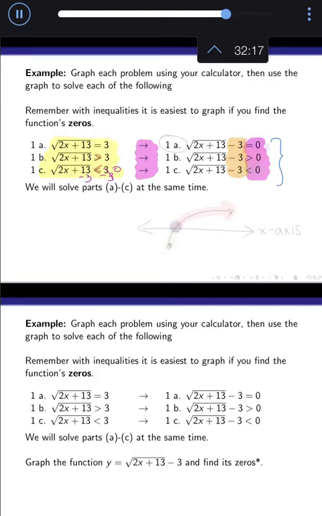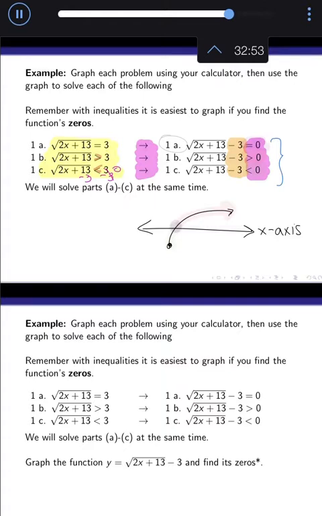Why? Because in terms of a graph, what is 0? Well, 0 is the x-axis. So if here's my x-axis, if I'm looking at equal to 0, that means where you cross the x-axis. Greater than 0 means when you're above the x-axis, and less than 0 means when you are below the x-axis. We already know what a square root graph kind of looks like. It looks something like this, a half of a parabola kind of on its side.